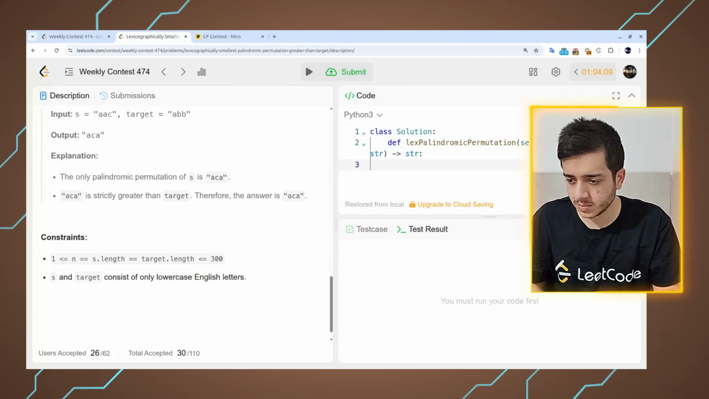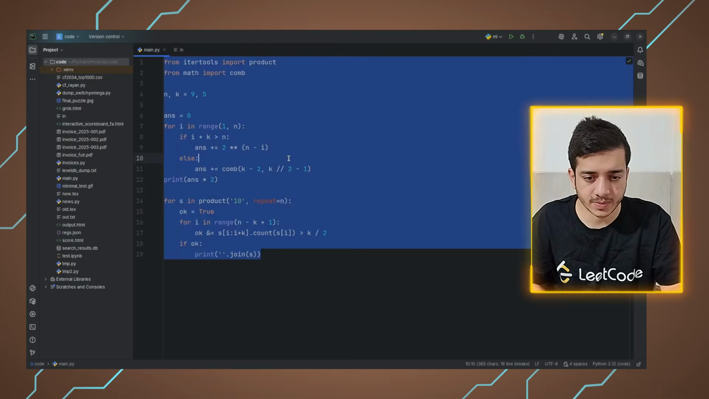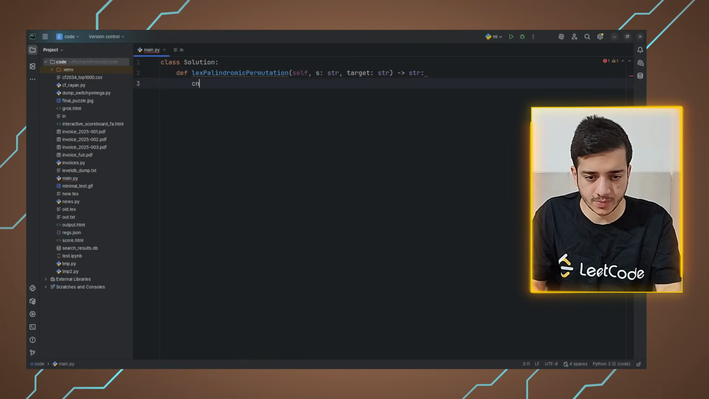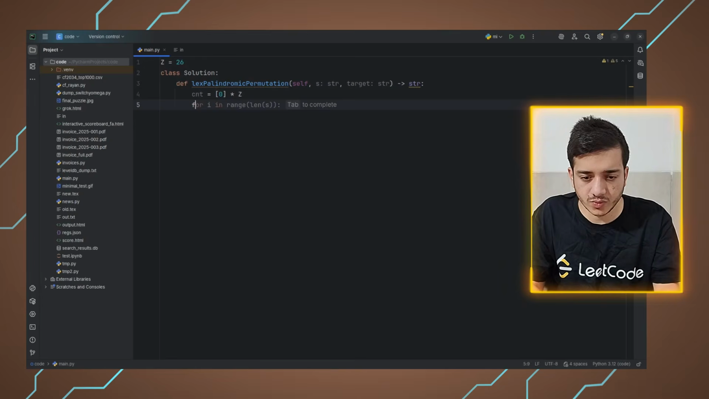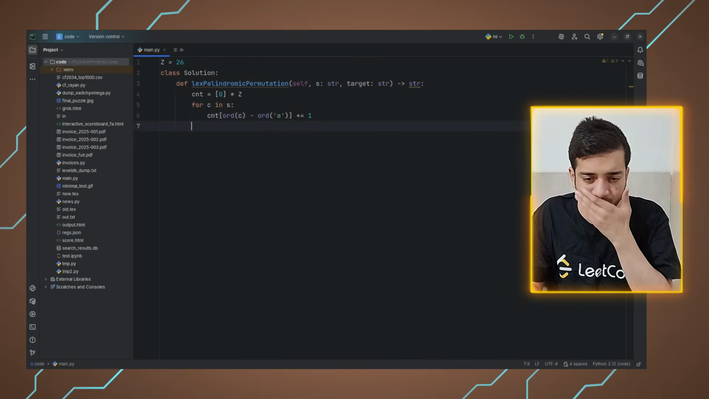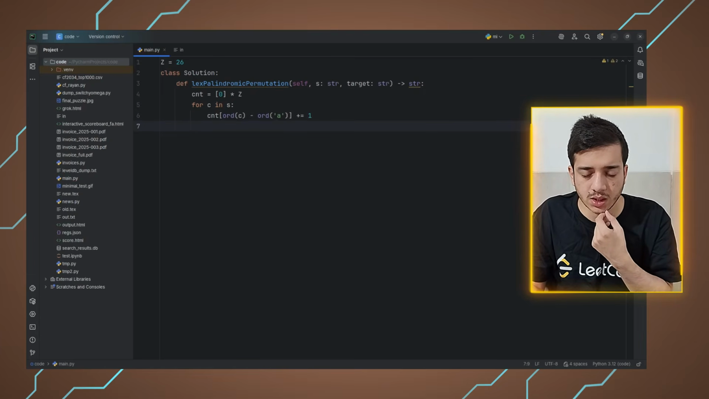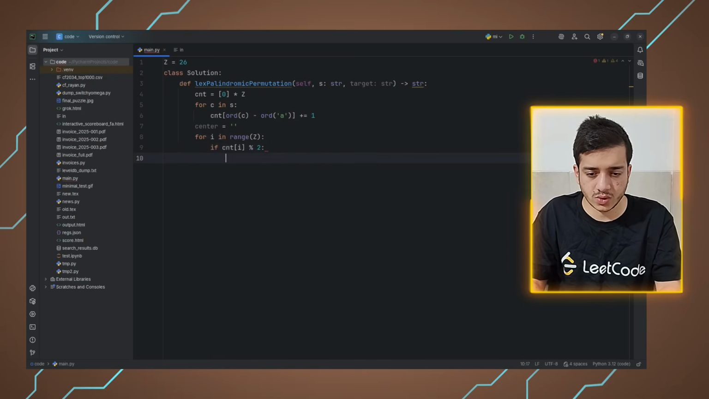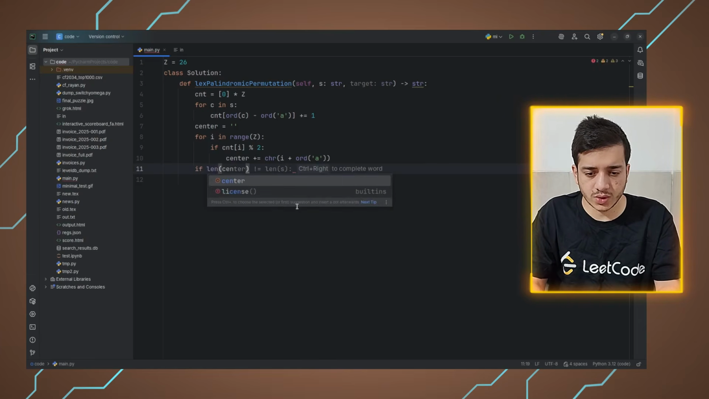Okay, let's do something about this. If it is 0 type C, you'll count all CNTs, then for I in range C, if CNT is odd, if len of center is more than 1, return nothing.